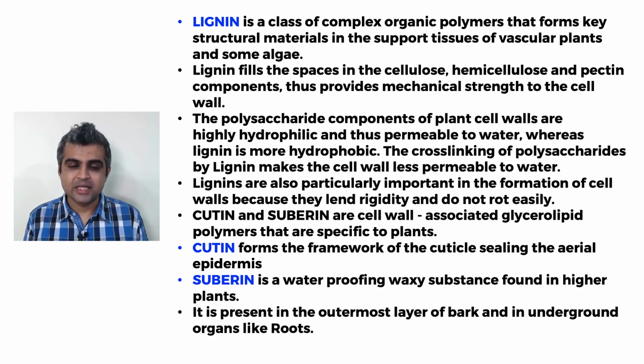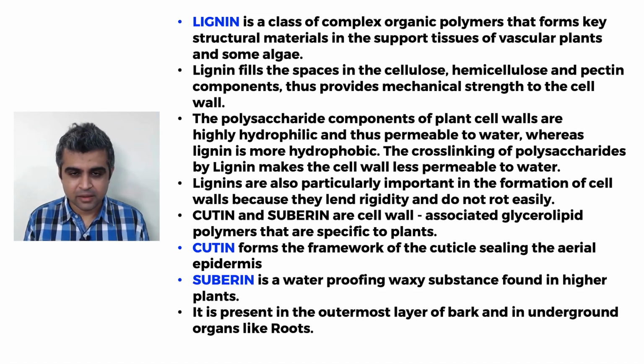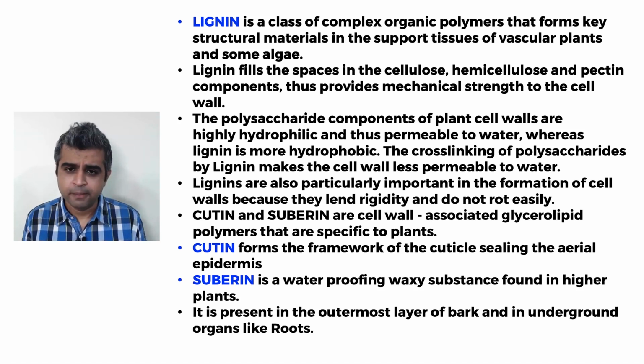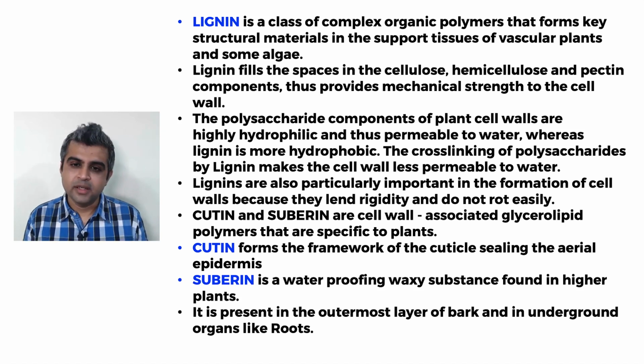So this is what you need to know about lignin, which provides mechanical support and strength to the plant. As far as cutin is concerned, it will make the surface impermeable to water and prevent the loss of water for the plant. The plant will not lose water from its leaves. And as far as suberin is concerned, it is found in the outermost part of the bark, and it is found inside the roots, and what it does there is going to be done in detail in the coming lectures.